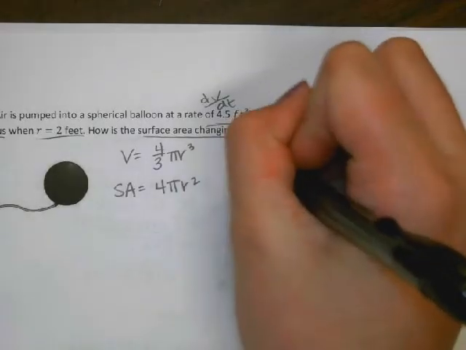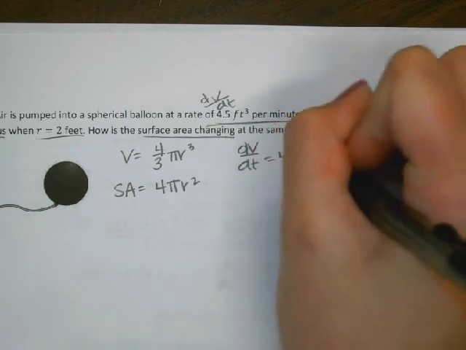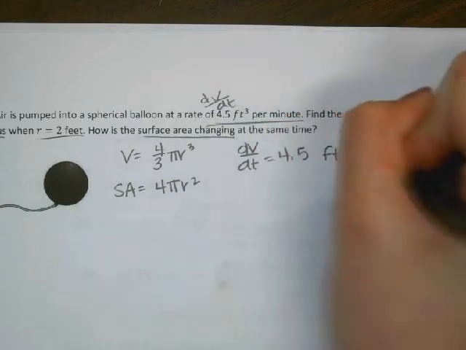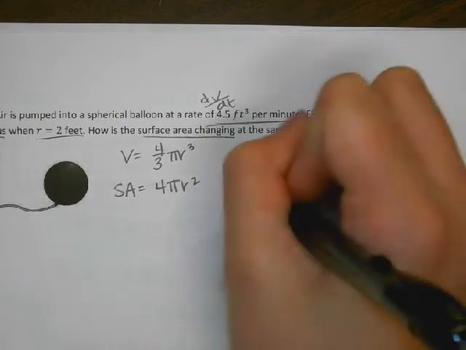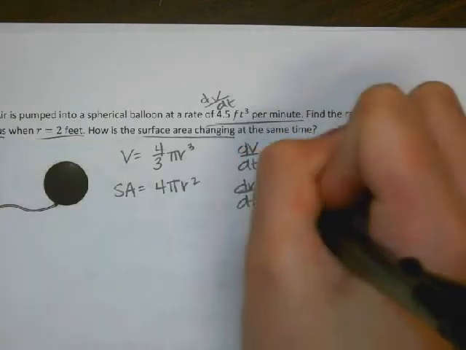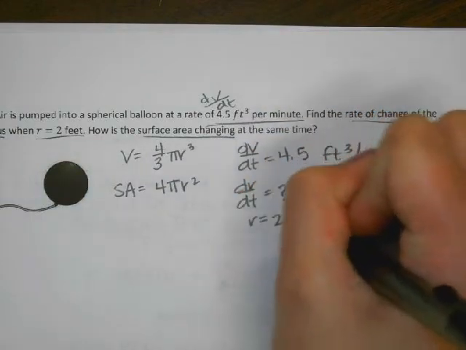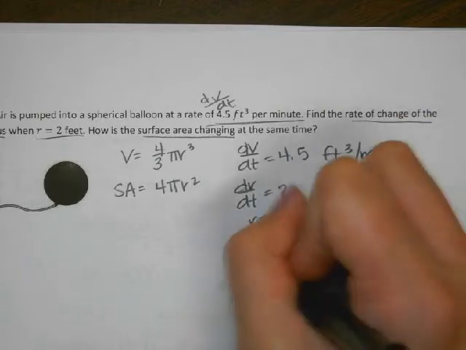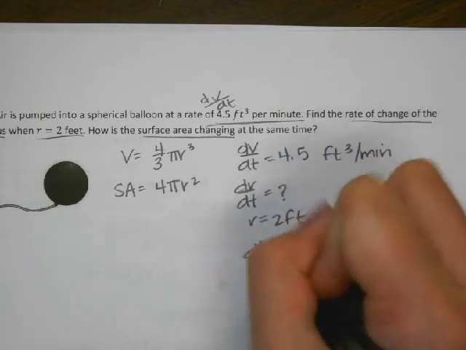So we have dV/dt is 4.5 feet cubed per minute. We have that dr/dt is something we want to solve for. We have that the radius is 2 feet. And we have that the rate of change of the surface area is something that we want to solve for.